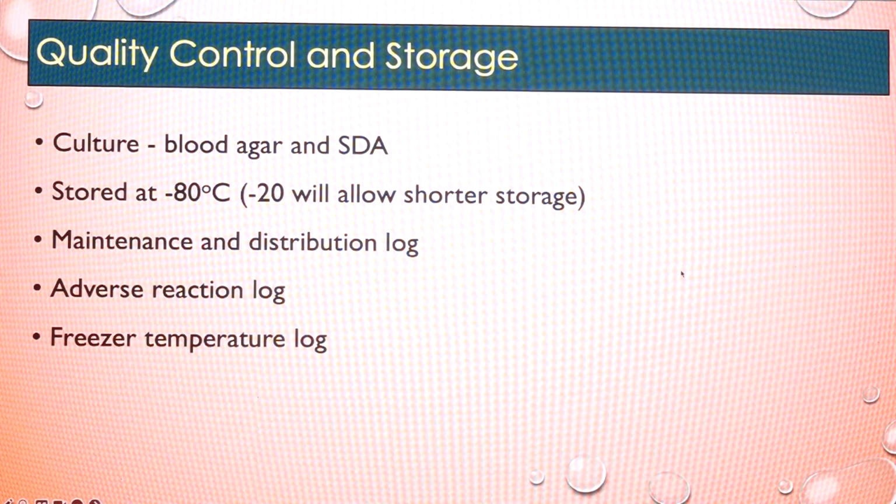Coming to the quality control and storage, whenever you have made one amniotic membrane, the fluid is sent for culture in blood agar and SDA. Only after it has passed, all cultures negative, do we start the distribution process. Ideally to be stored at -80. Then you can store it for a period of 3 months very easily. -20 is also fine, but then the storage time becomes shorter. You should ideally maintain a distribution log, an adverse reaction log, and a freezer temperature log. Then you can have good quality control.